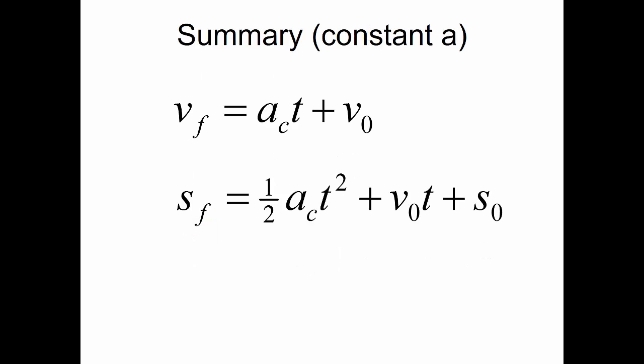So when we have constant acceleration, our final velocity is equal to our acceleration times the time plus the initial velocity. And our final position is equal to 1/2 times the constant acceleration times the time squared plus the initial velocity times the time plus the initial position.